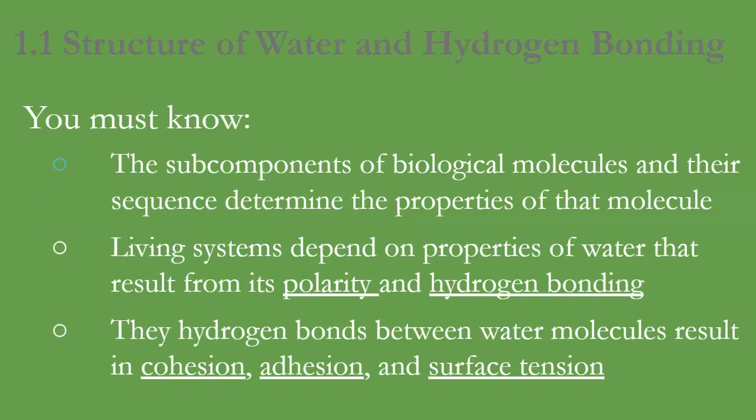So in terms of the AP biology test, you're going to need to know the subcomponents of biological molecules and their sequence. You're going to need to know that living systems depend on water. So you're going to need to be able to talk to the points of what is polarity and what is hydrogen bonding. You're also going to need to know the properties of water as a result of that hydrogen bonding, like cohesion, as I mentioned earlier, adhesion, and surface tension, which I will go through.